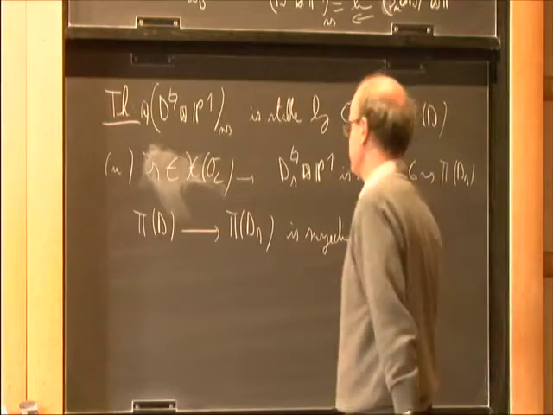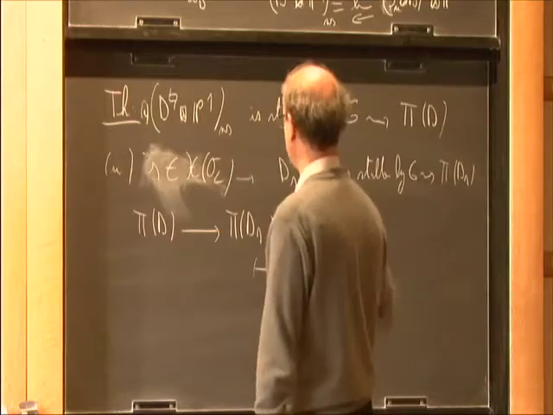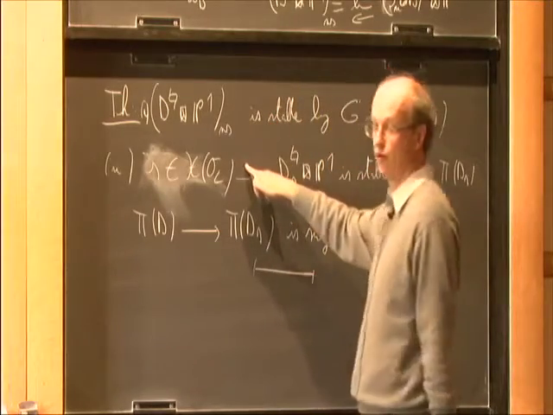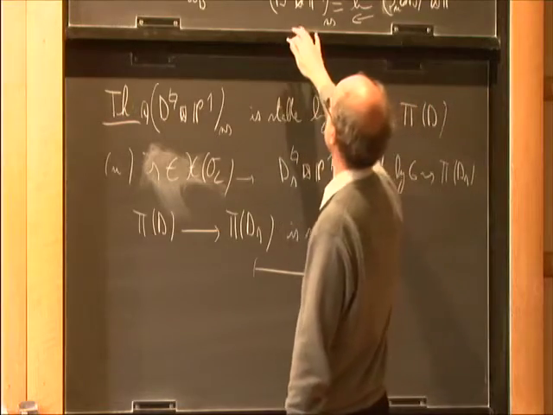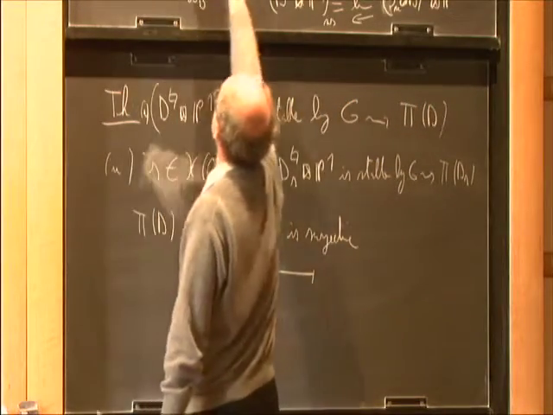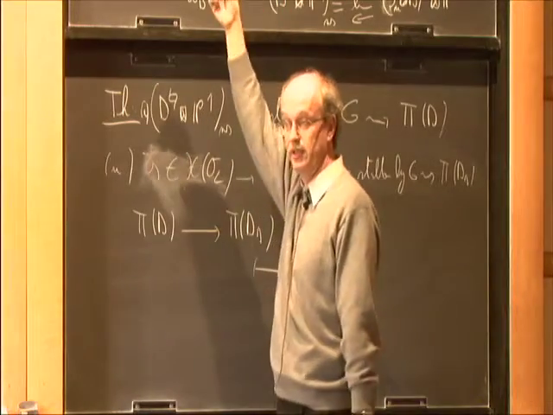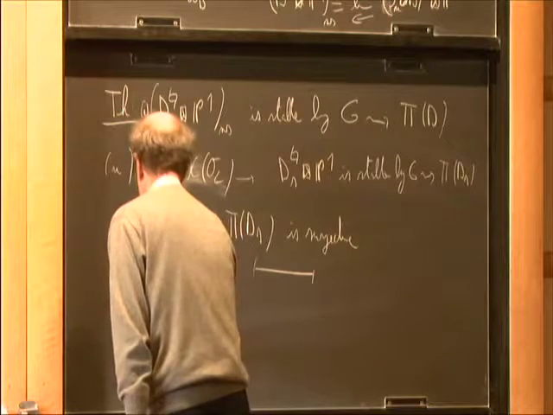So let me say something about this theorem. Going from 1 to 2 is rather formal. It's formal once you know that this D natural surjects onto DS natural. So 1 to 2 is rather formal.